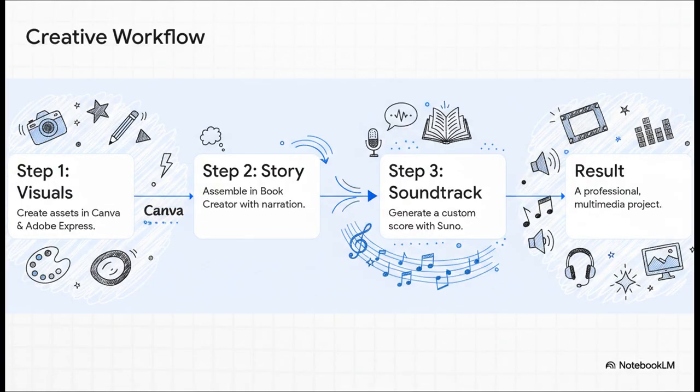So, step 1, students create all their visuals, graphics, photos, videos using Canva and Adobe Express. Step 2, they take all those amazing assets and bring them into Book Creator to build out their interactive story, adding text and maybe some narration. And for that final awesome touch in step 3, they pop over to Suno and generate a custom soundtrack. And the result? A professional, multi-dimensional project that really shows what they've learned in a super dynamic way.